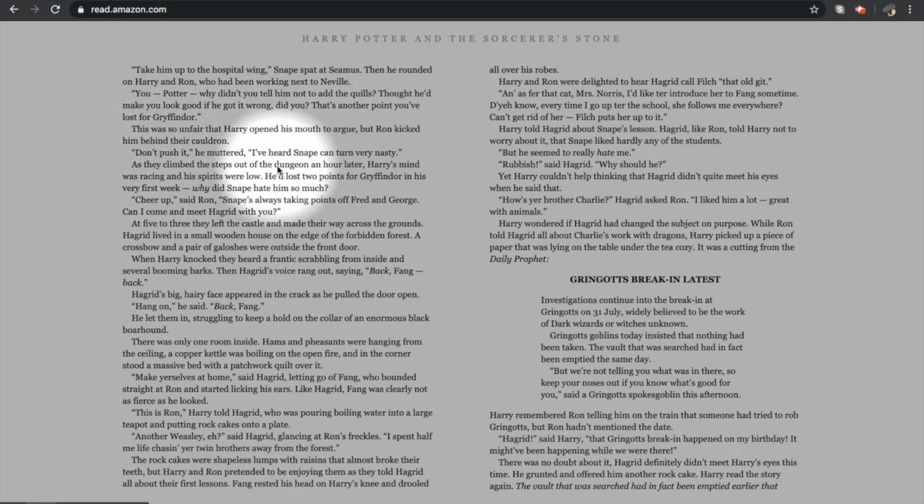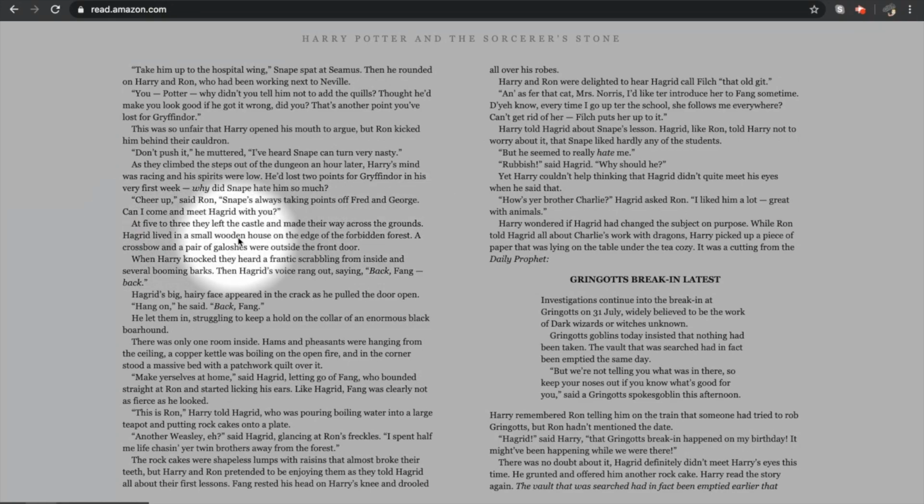As they climbed the steps out of the dungeon an hour later, Harry's mind was racing and spirits were low. He'd lost 2 points for Gryffindor in this very first week. Why did Snape hate him so much? Cheer up, said Ron. Snape's always taking points off Fred and George. Can I come and meet Hagrid with you? At 2:55, they left the castle and made their way across the grounds.